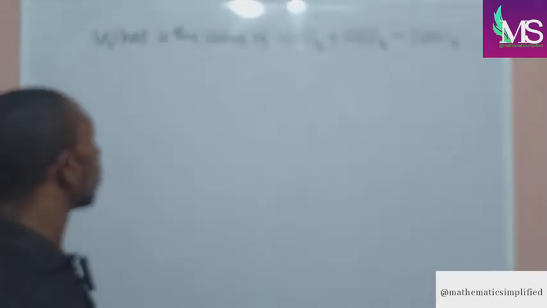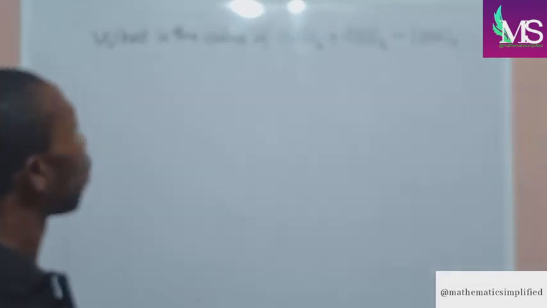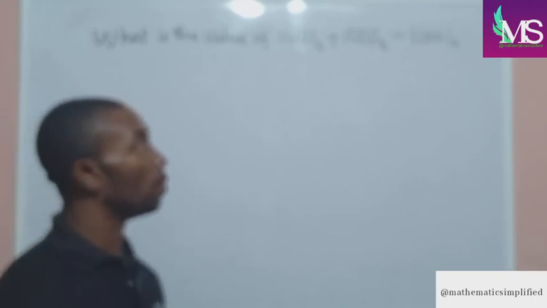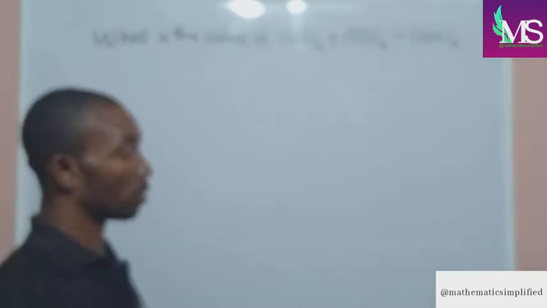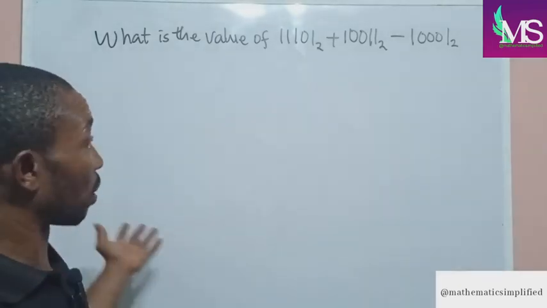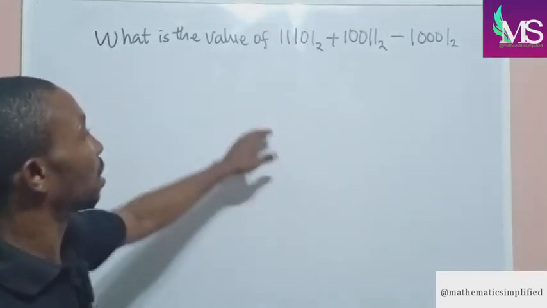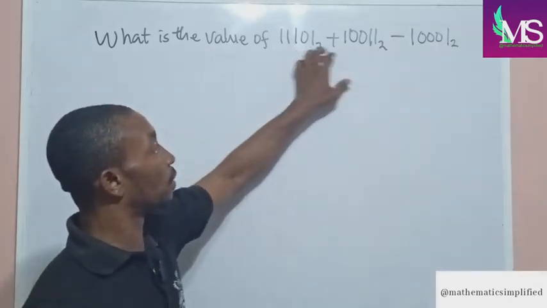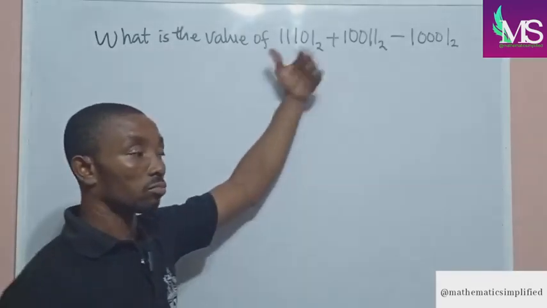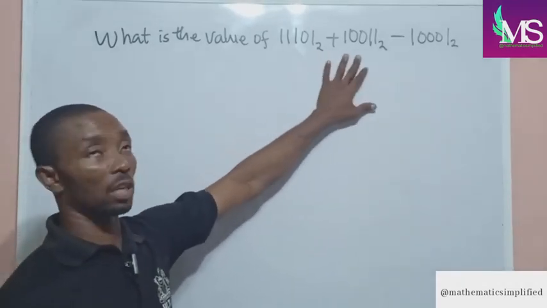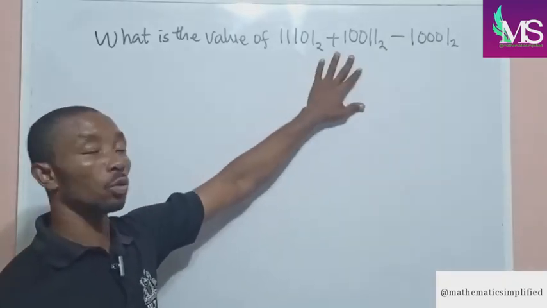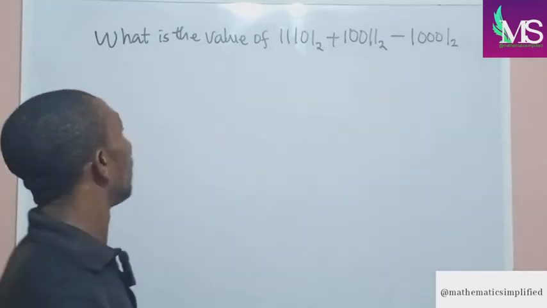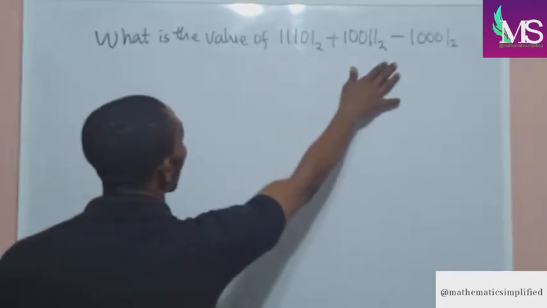Our question says, what is the value of 11101 in base 2 plus 10011 in base 2 minus 10001 in base 2? Now there are two ways of solving this question. We can simply go direct to solve it this way, or we can first convert each of them to base 10, do our addition and subtraction, and convert back to base 2. We are going to do both methods in this tutorial. First off, let's start with solving it this way.